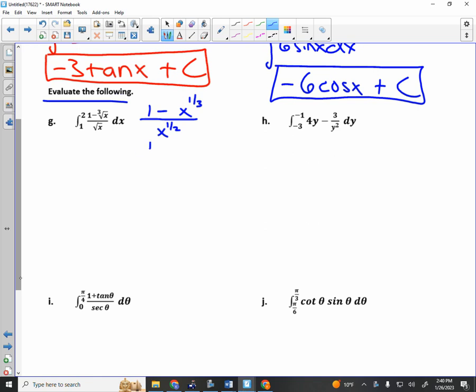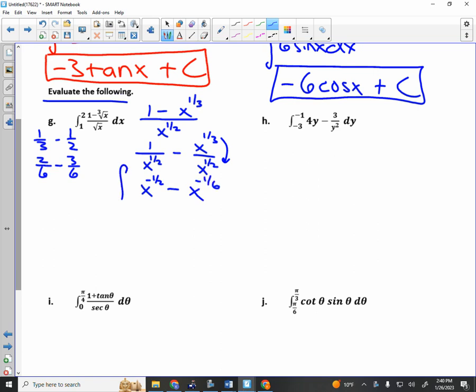So I'll write it as 1 over x to the 1/2 minus x to the 1/3 over x to the 1/2. I'm getting closer. I can rewrite 1 over x to the 1/2 as x to the negative 1/2. And in this situation, when you have exponents like that with a common base, we subtract the exponents, or 1/3 minus 1/2, or 2/6 minus 3/6. That would be x to the negative 1/6.